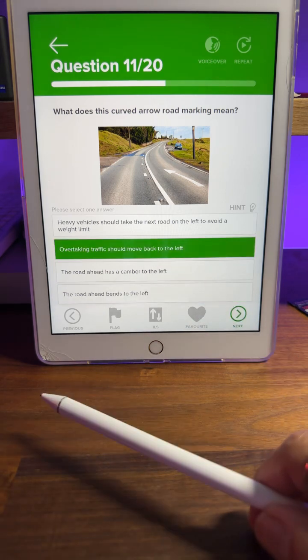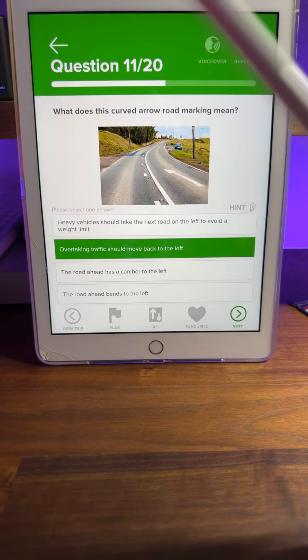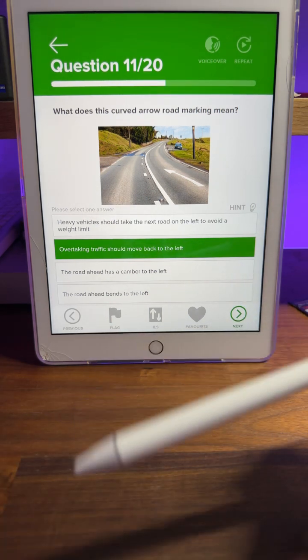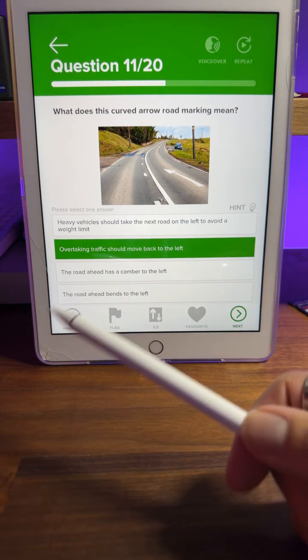A lot of you saying B, actually. Yep, overtaking traffic should move back to the left. It is the correct answer. Grace is saying B over on YouTube as well. Excellent, yeah.